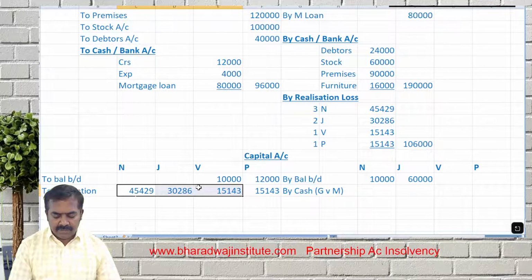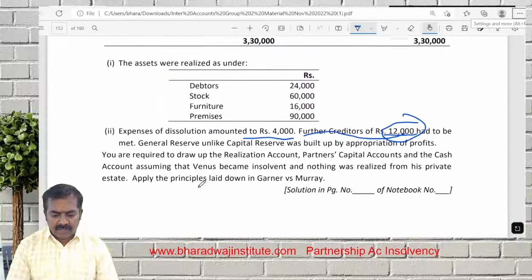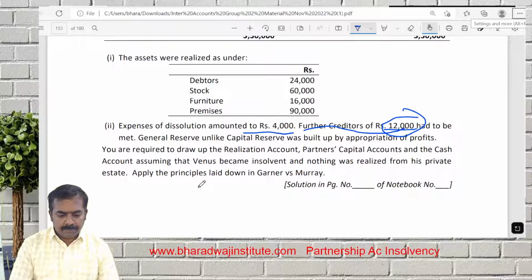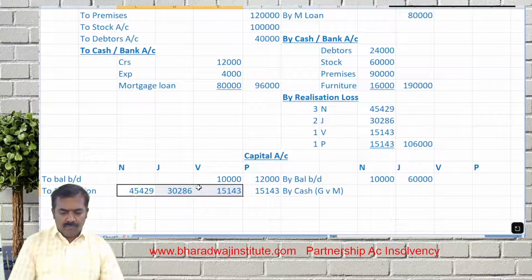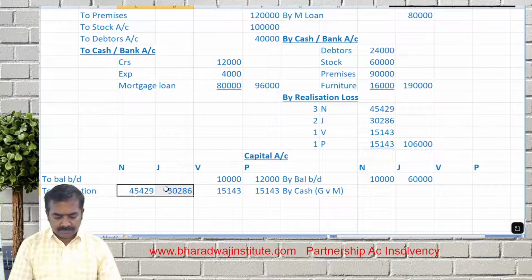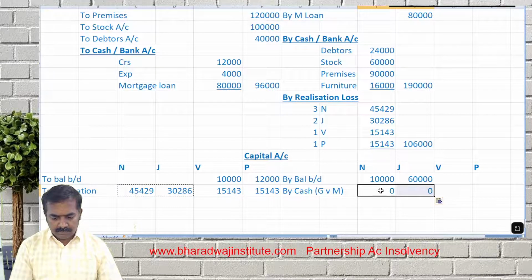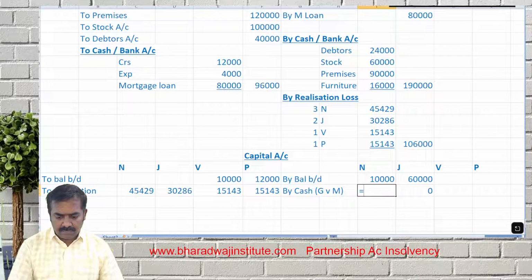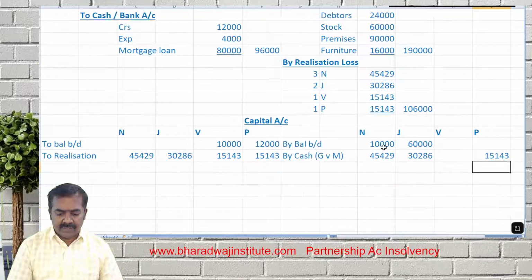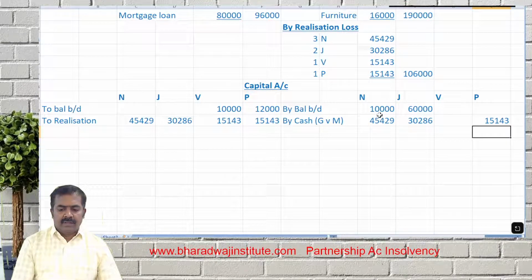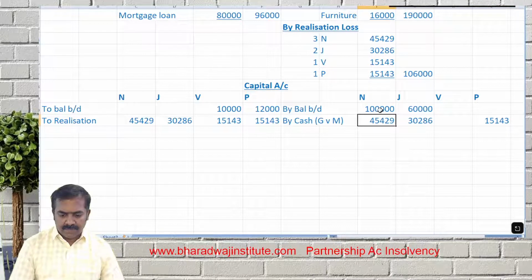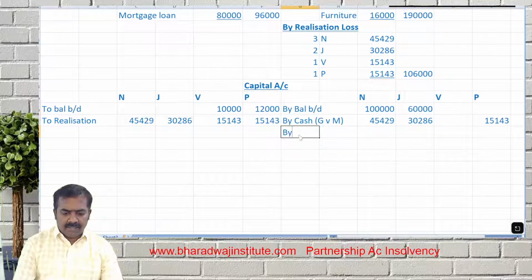Who should bring cash? Who became insolvent? V became insolvent. The solvent partners should bring in cash. This is 1 lakh and 60,000. Then by deficit.